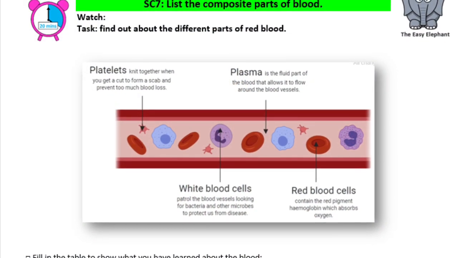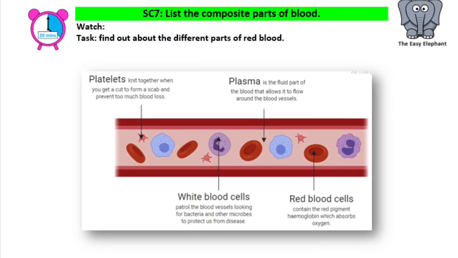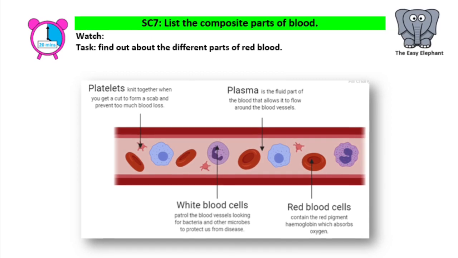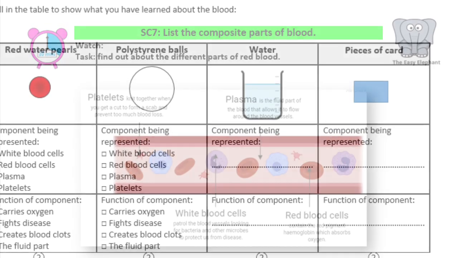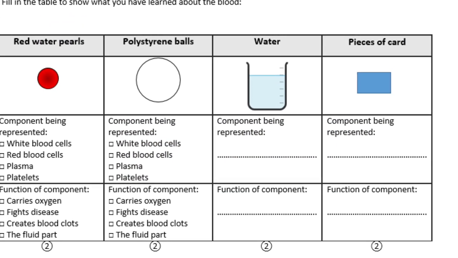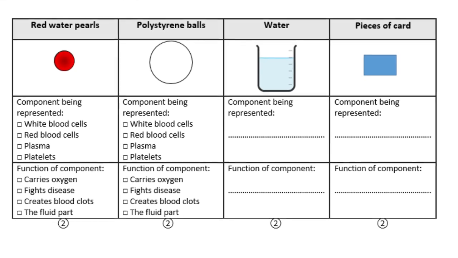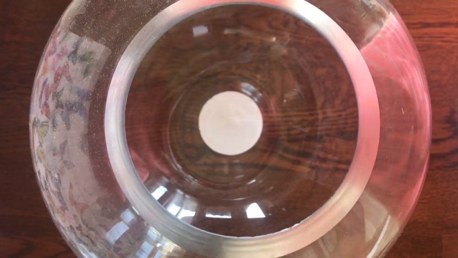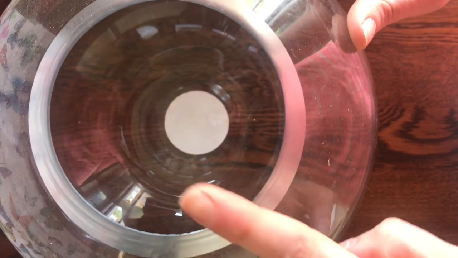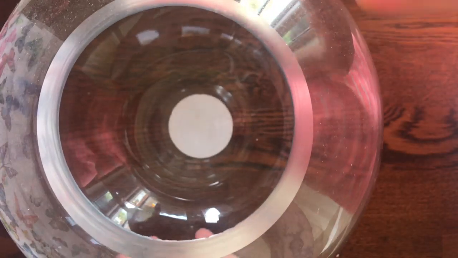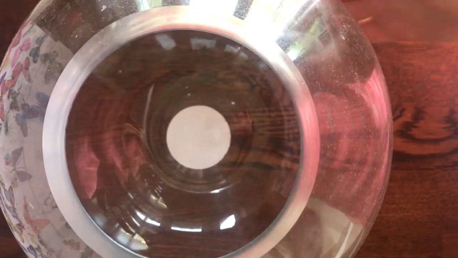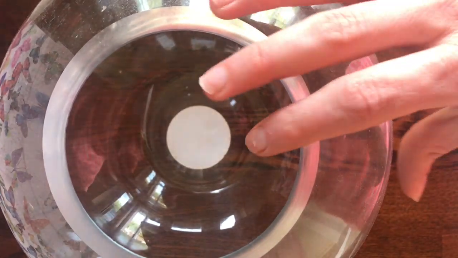Now we're ready to start on our tasks. We'll start with SC7, which is to list the parts of the blood. Your job is to fill in the answers in the table as I show you this little demonstration of what blood is like. Okay, so here is our container that we're going to make our blood in, and I'm going to be representing a single drop of red blood with the stuff that I'm going to put in.